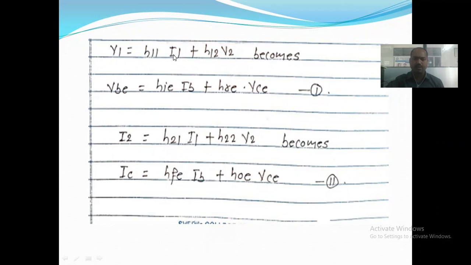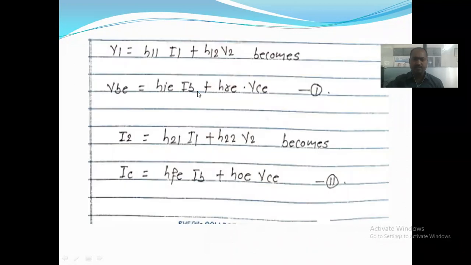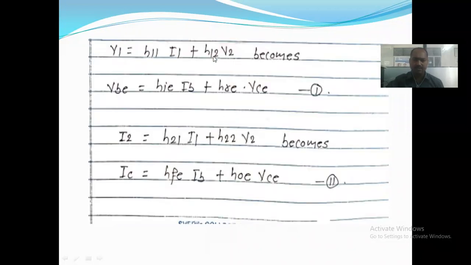The I1 current is nothing but the IB current. So it is HI into IB plus H12 times V2. H12 is the ratio of V1 to V2, right? So V1 to V2 indicates the reverse voltage ratio, so we write it as HR, and this is for the common emitter.